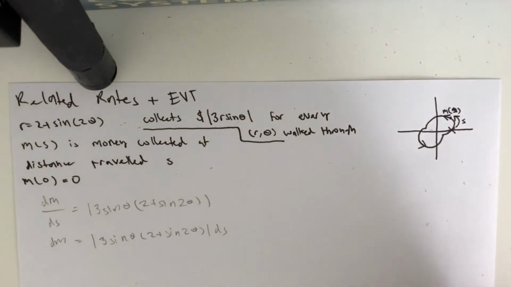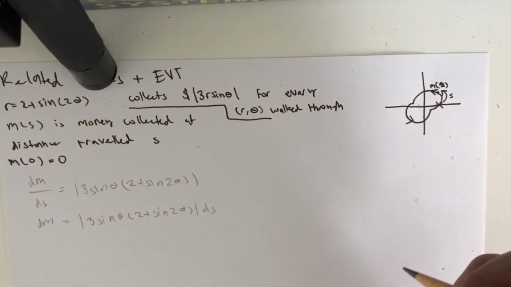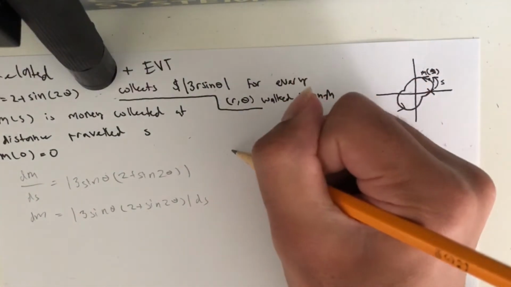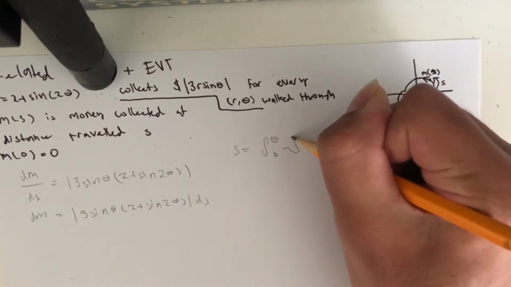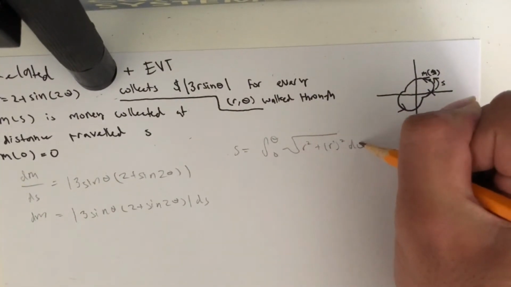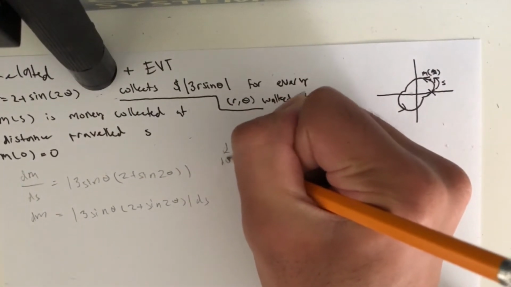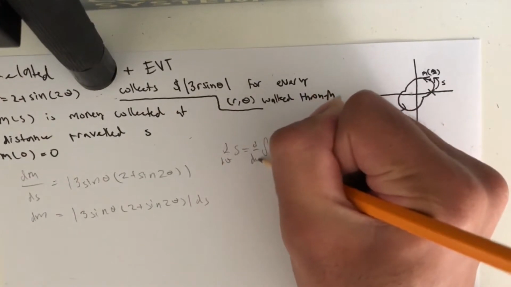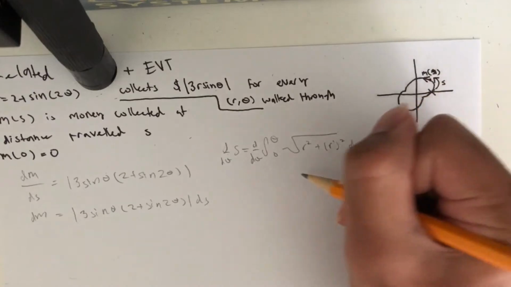And what is ds? Well, we know what s is based on the polar arc length formula, so we can say s is the integral from 0 to theta of the square root of r squared plus r prime squared d theta. In order to find ds, we want to take d by d theta of both sides, and by the fundamental theorem of calculus, this just gives us the integrand.